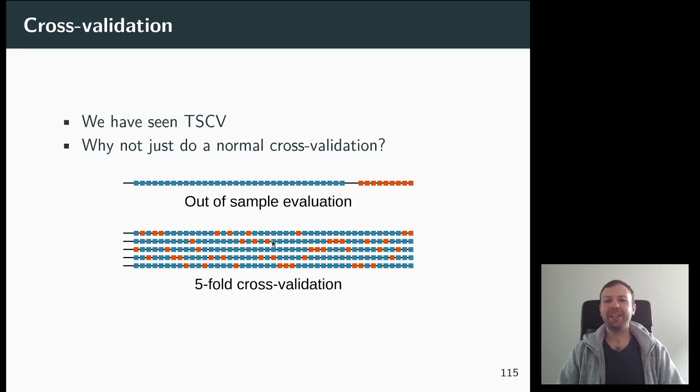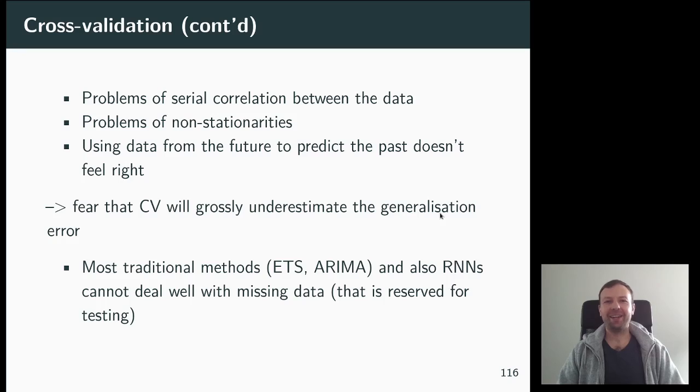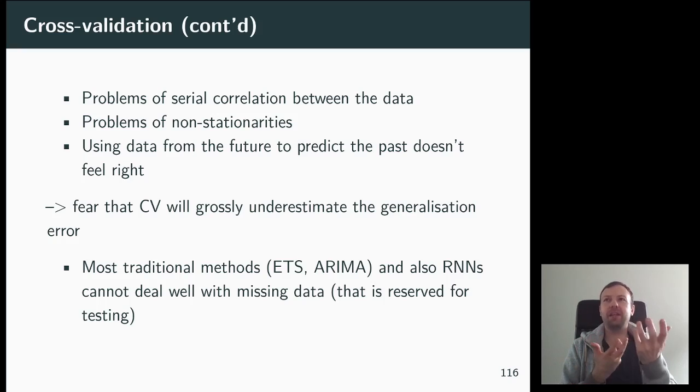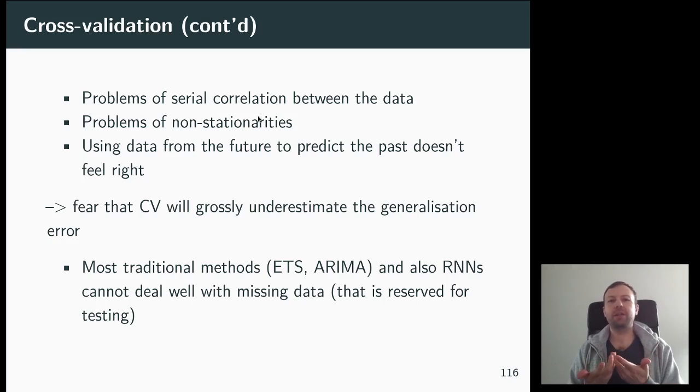I mean, it looks like not a good idea, because if you do that, there are obviously problems of serial correlation between the data, right? Every day, today's value probably has a lot to do with yesterday's value and tomorrow's value. And you also have problems of non-stationarity.